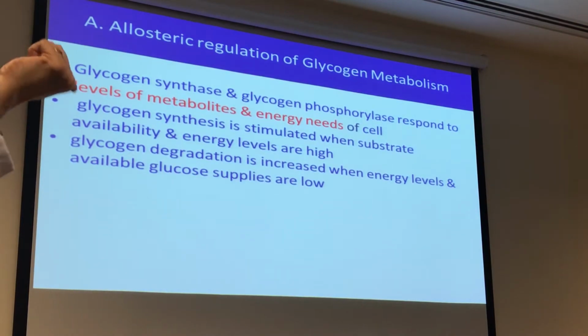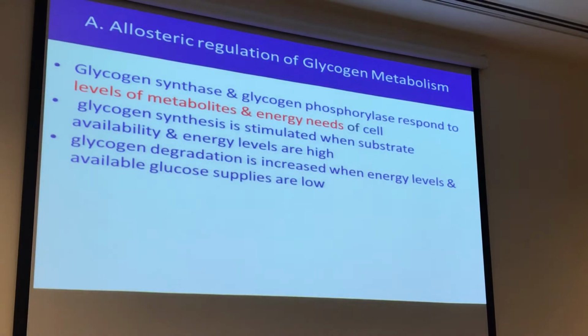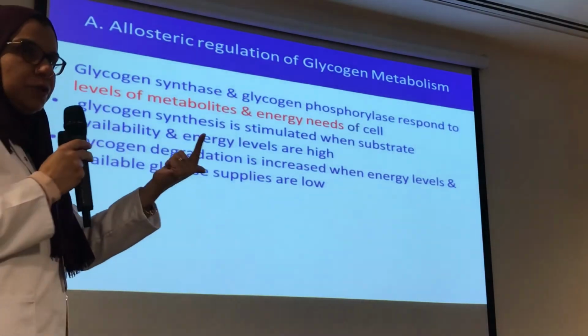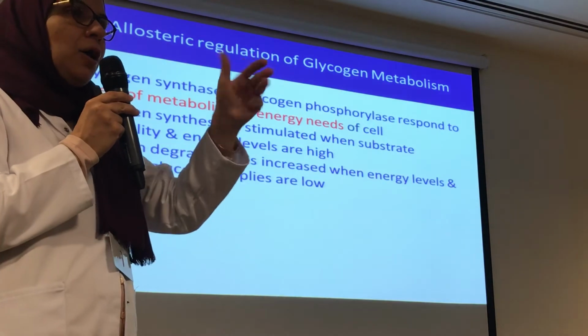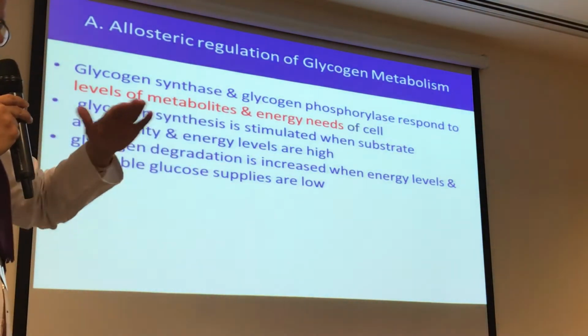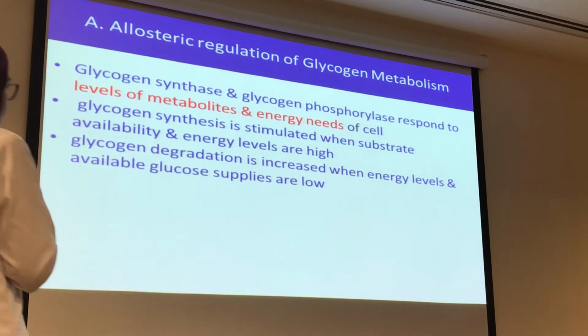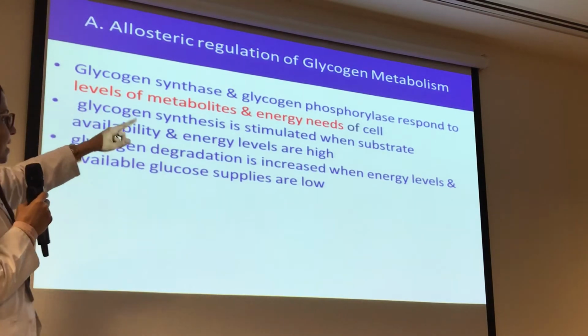Which molecule will signal a high energy level in the cell? ATP, thank you. And which molecule will signal a low energy level in the cell? AMP. Okay, so these four molecules, glucose 6-phosphate, free glucose, ATP, and AMP, are going to signal the energy level of the cell. They will tell us how we're doing. Do we have enough, or do we need to degrade more? And that's why they are the ones that are going to control the two enzymes, the synthase and the phosphorylase.